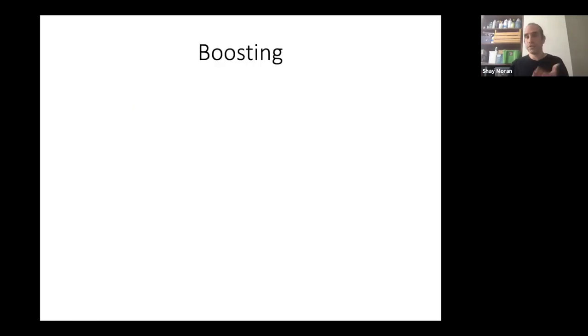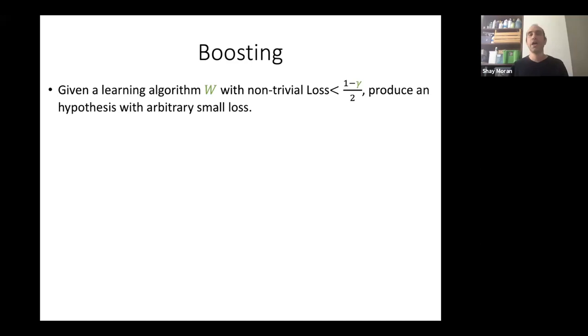Now, boosting is an approach for solving such problems, and in this approach, it is assumed that we have oracle access to a weak learning algorithm, which we denote by W, and this weak learning algorithm is able to perform slightly better than chance. If you just flip a coin for each label, then with probability 1/2, you will get it right. The loss of W is slightly better than 1/2, and gamma denotes how much better. Given oracle access to such an algorithm, our goal is to produce a learning rule, a hypothesis with arbitrarily small loss.